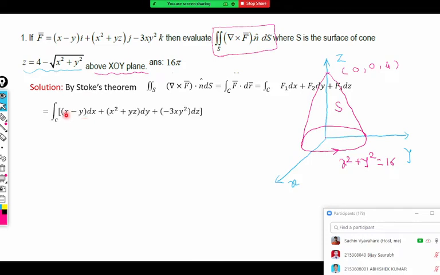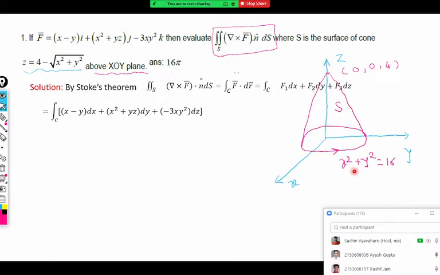So the next step, I replace f1 as x minus y. So this is f1 dx, this is f2 dy, and this is f3 dz. Now tell me the next step. Yes, we should move to the parametric form. So what is the curve first? In this case, the curve is a circle. So what is the parametric form of that circle?